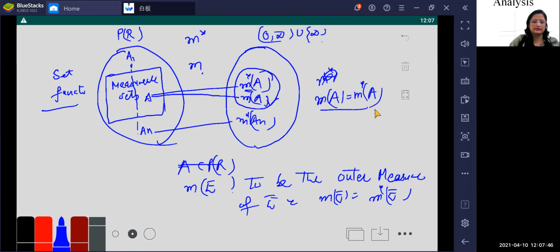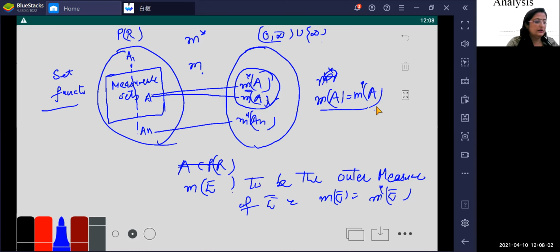So this is the concept of Lebesgue measure. Outer measure is defined on the set function power set of R, and Lebesgue measure is a restriction of the outer measure, defined on the measurable sets.